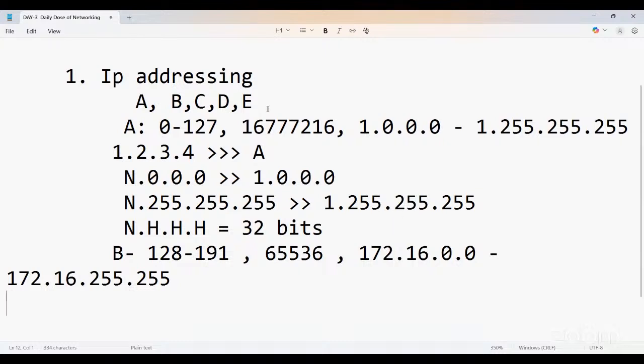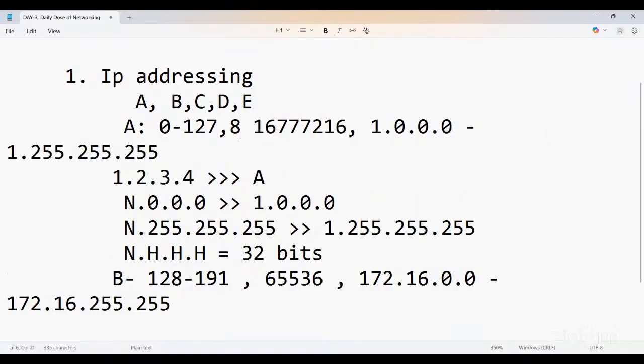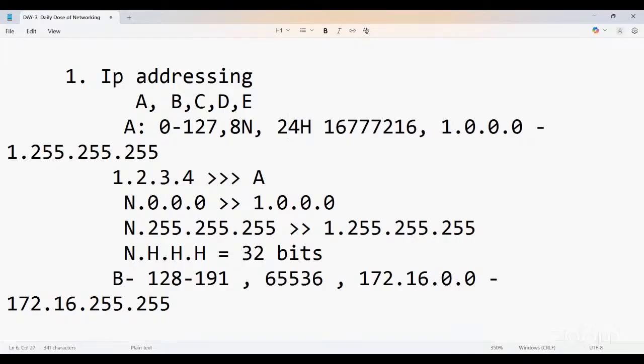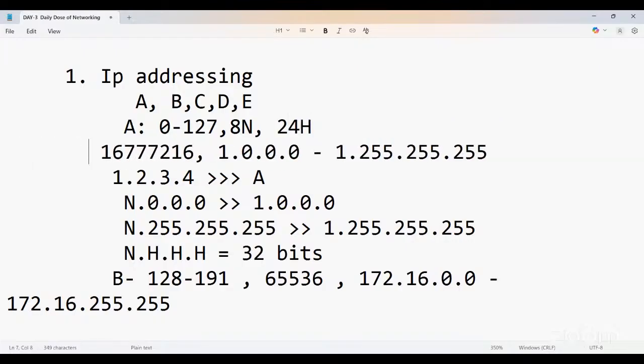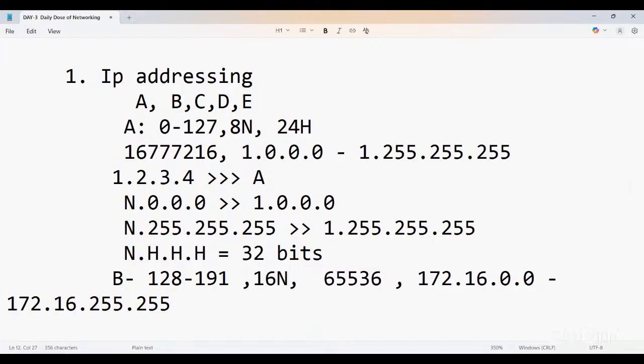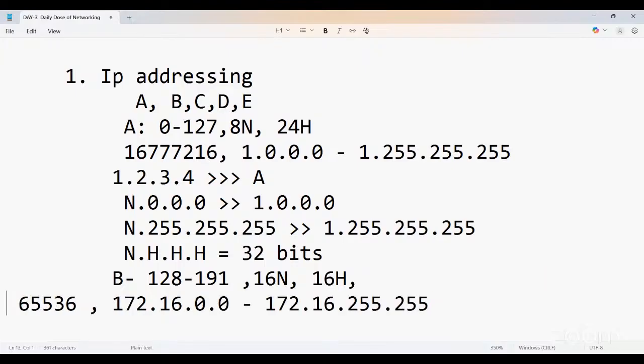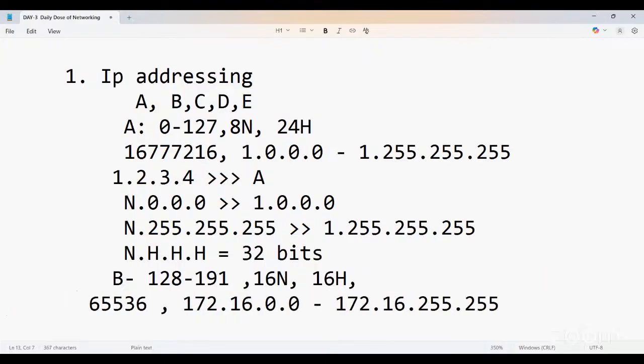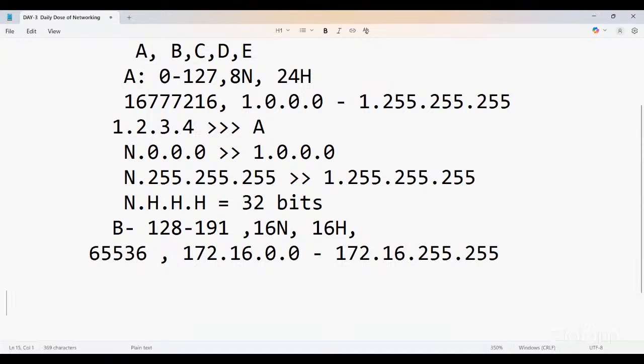So in class A, how many bits do we have for the host part? We have 8 bits for the network and 24 bits for the host. In the case of class B, how many bits do we have? We have 16 bits for the network and 16 bits for the host part. So that is it. Similarly, there is a pattern to calculate the network ID.